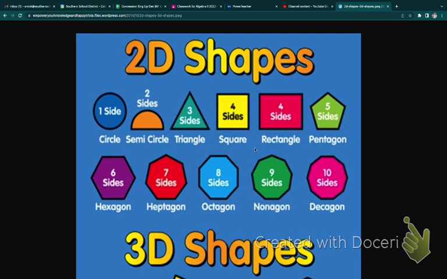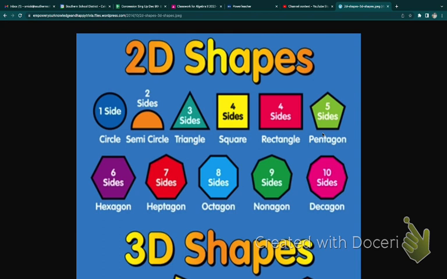Okay, so most of these you should already know. Square, rectangle. Are all rectangles squares? No, but all squares are rectangles, right? The definition of a rectangle is two pairs of congruent sides. The definition of a square is all congruent sides, right?